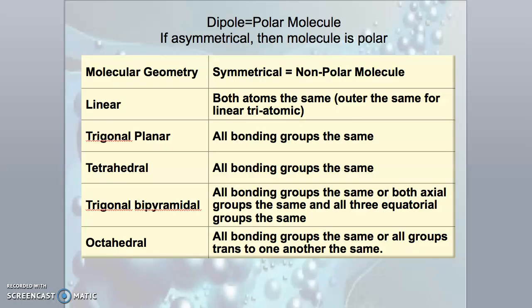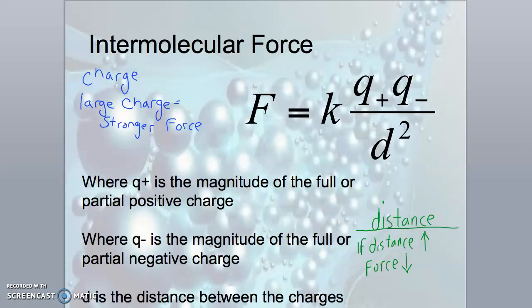This just might be useful. So we're saying a dipole is a polar molecule. So if it's not symmetrical, the molecule is polar. What we got in the yellow here is showing how a molecule can be nonpolar or symmetrical. So this might be a good guide for you.